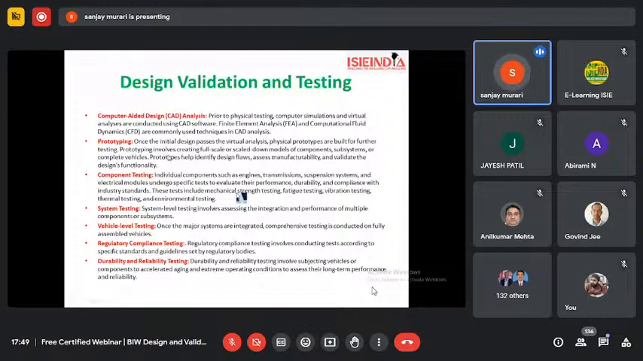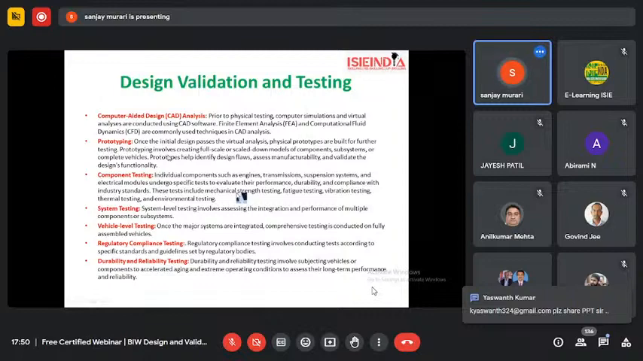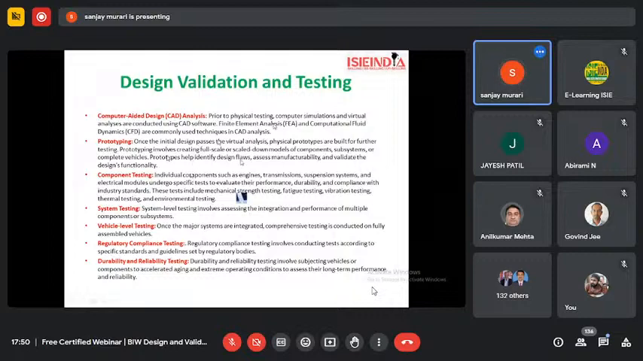So prototyping. Once the prototype is manufactured, which is more similar to our final design vehicle, testing will be done on it, and through that we will get to know where we have committed any mistakes, and we can improve those.